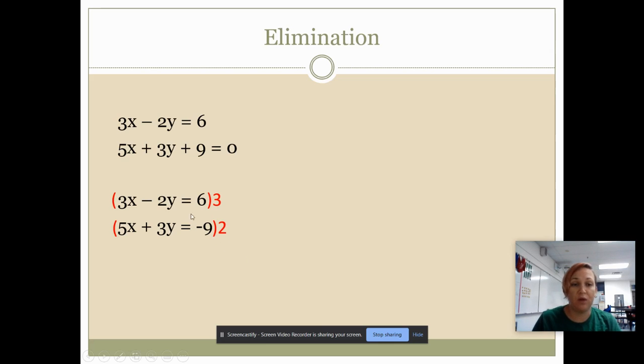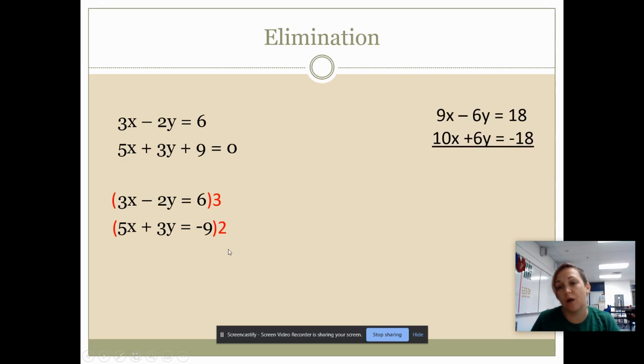Don't forget, when you're multiplying, distribute to all 3 numbers. That's probably the most common error made on these problems, forgetting to multiply one of the numbers, and then everything just falls apart after that. So be very aware of your multiplication.